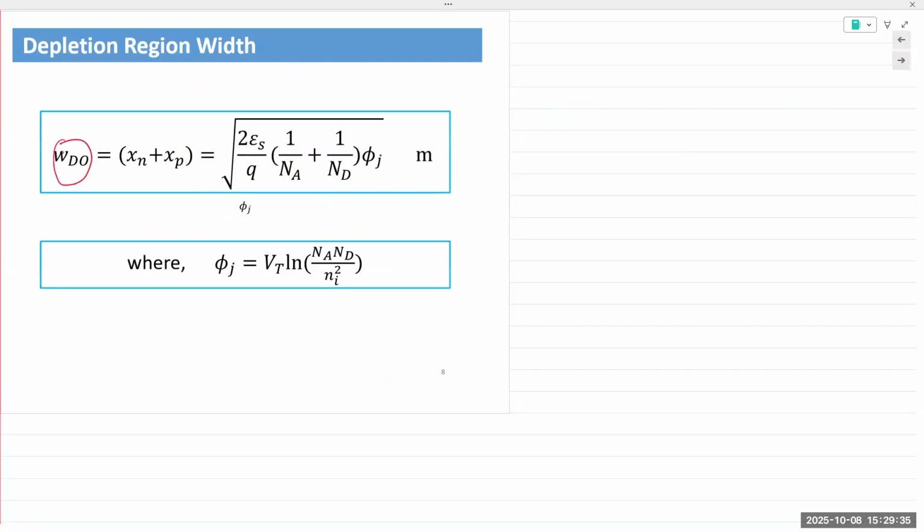WD0, W for width. Actually, it's lowercase w. Lowercase w is also used for energy, so let's not confuse it. Okay, WD0 is the width of the depletion region.